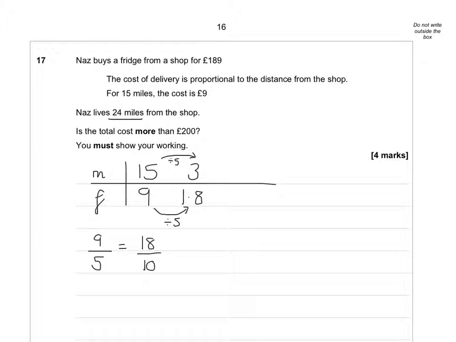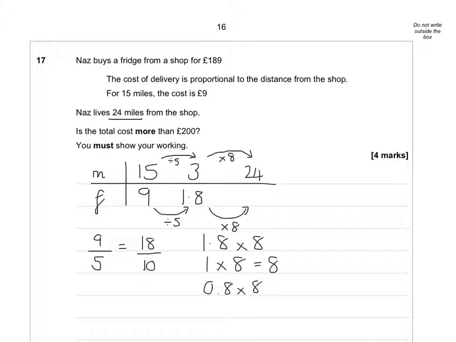But Naz lives 24 miles away. Now, how many 3s in 24? 8. So what I've got to do is multiply the 3 miles cost by 8. Again, no calculator. So I've got to do 1.8 times 8. So if you do 1 times 8, and then the 0.8 times 8, and then add them together, the answer is 14.4. So it's going to cost £14.40 to deliver this fridge.